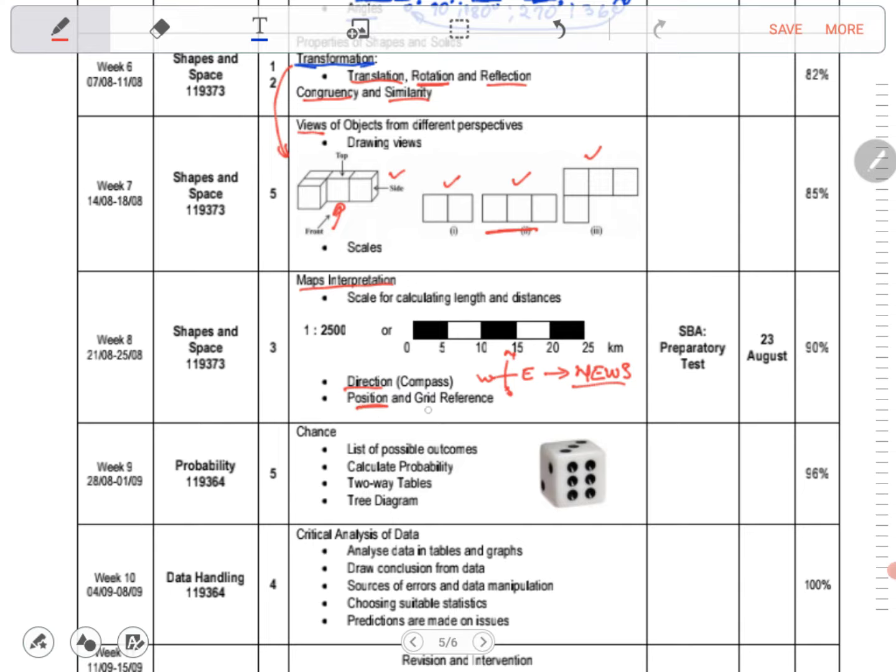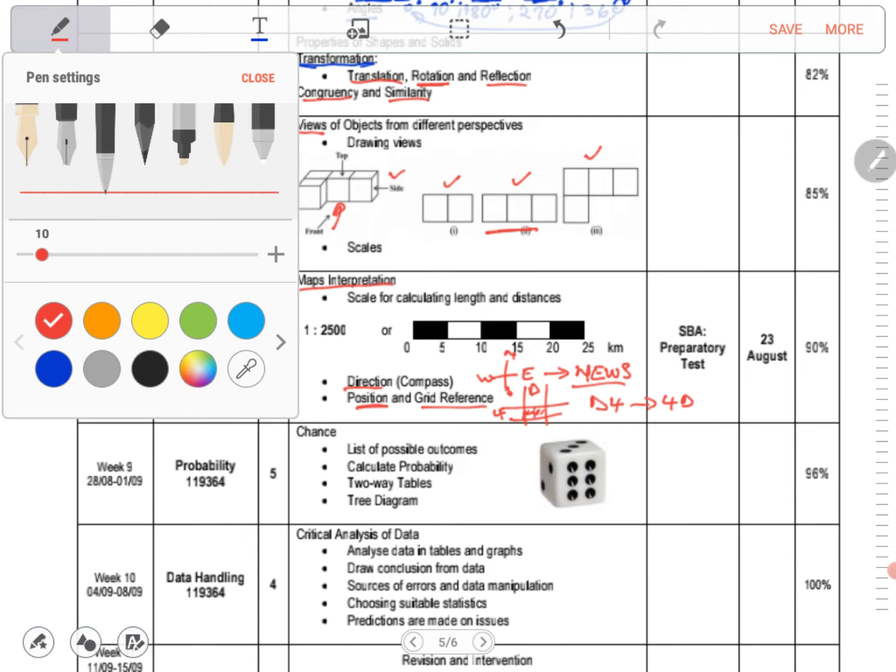And we have to deal with the grid reference, where we would say something is in block D4. So it would be in this block here. So we'd say it's D4. Sometimes students make an error of saying it's 4D, but actually it must be in alphanumeric order.